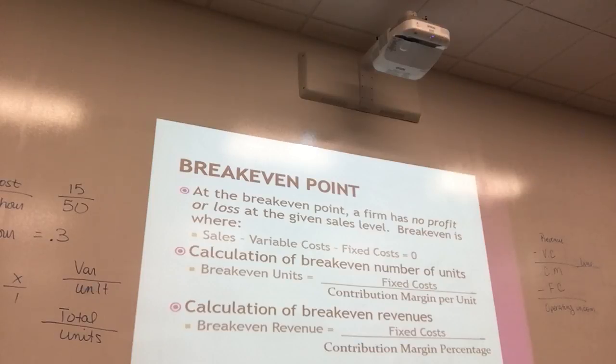If I have $10 in fixed expenses, it takes me 10 units to get to my break even. I start making $1 per unit after the 10th unit. The other one to do for revenues is fixed cost divided by contribution margin percentage.